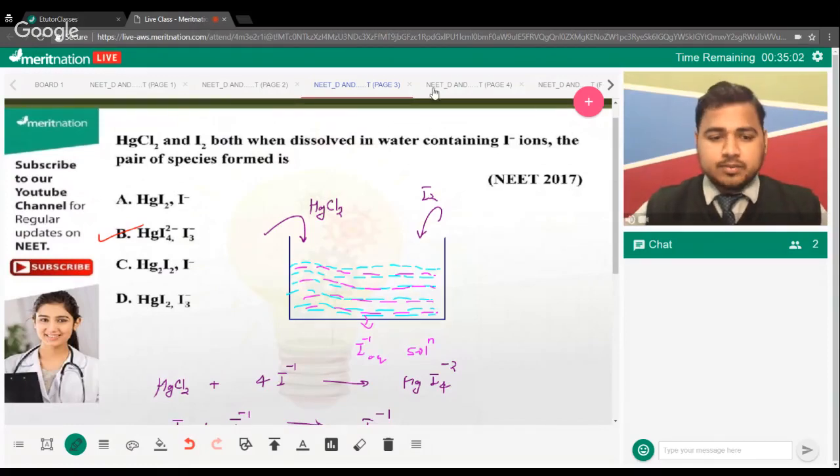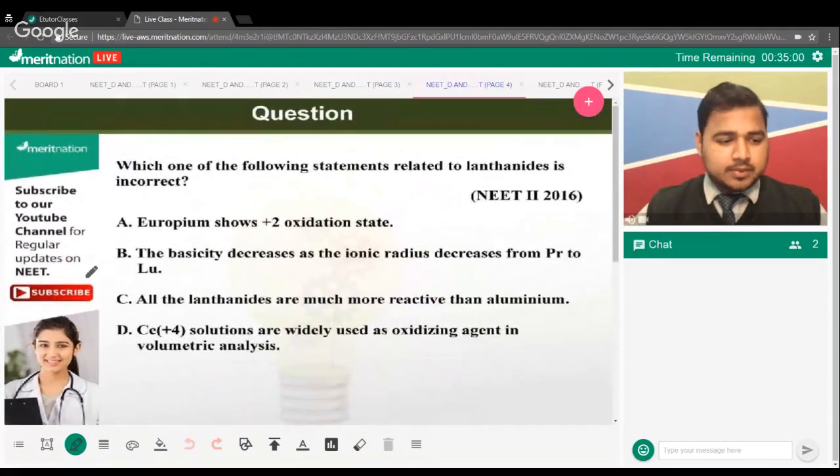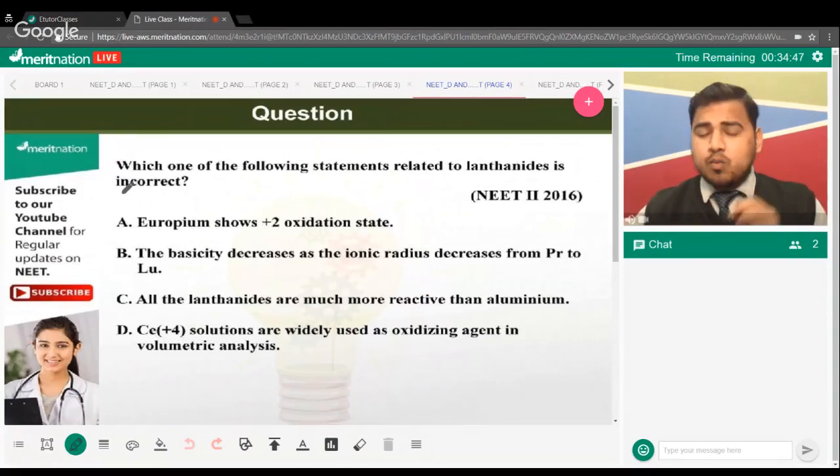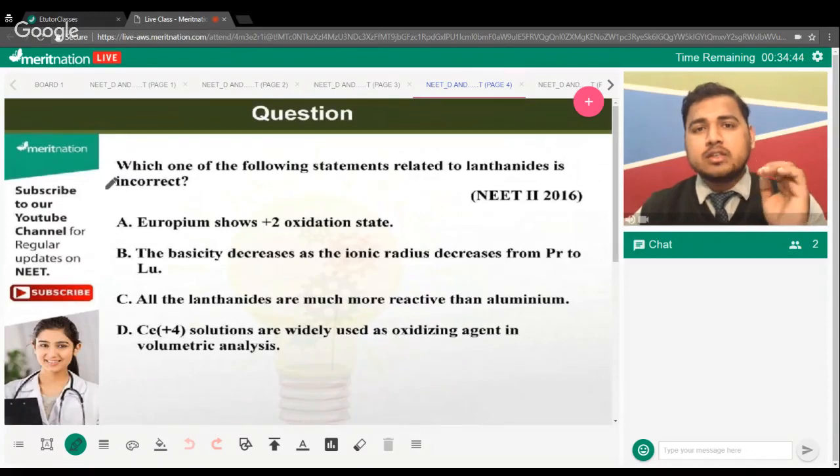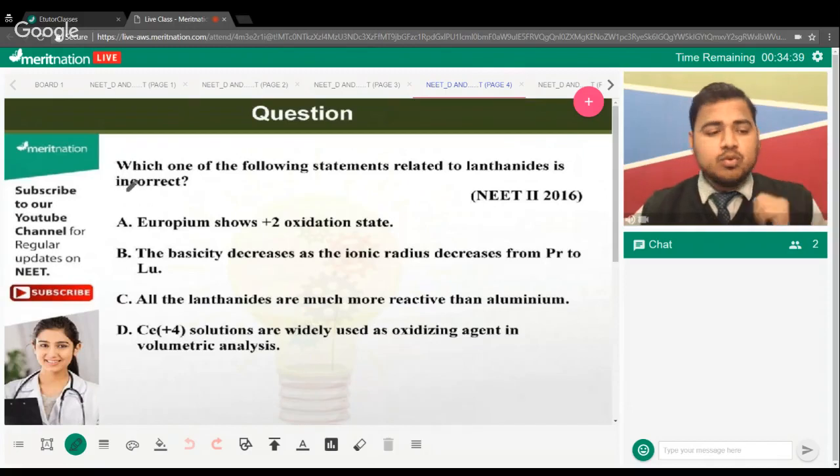Let's have a look. The next question is, which one of the following statements related to lanthanides is incorrect? You have to find the incorrect statement, students. Europium shows plus 2 oxidation state. That is absolutely fine. Once again, whenever a question has a negative sense, you should underline it. It tells you that you have to identify the wrong statement, because most of the time we are in the habit of finding the correct answers. So this should be your habit.